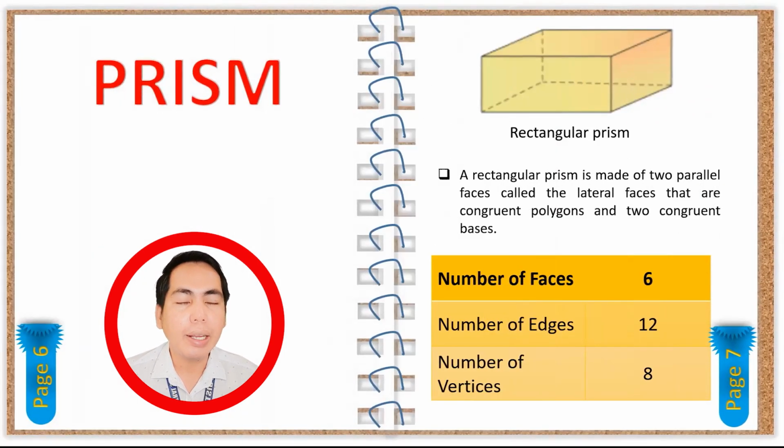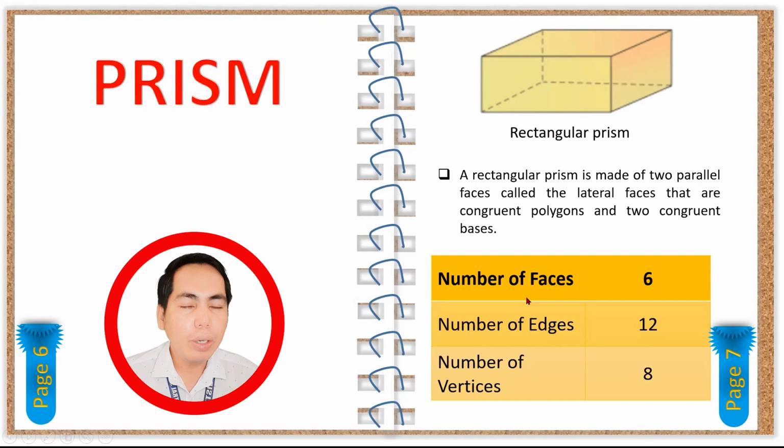So, we have here the rectangular prism. A rectangular prism is made of two parallel faces called the lateral faces that are congruent polygons and two congruent bases. So, in this case, we have a rectangular base at the bottom and a rectangular base at the top. And these two bases are congruent in size and shape. Now, these are also the lateral faces here, and all the lateral faces are also rectangular in shape.